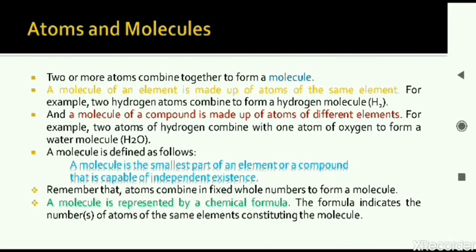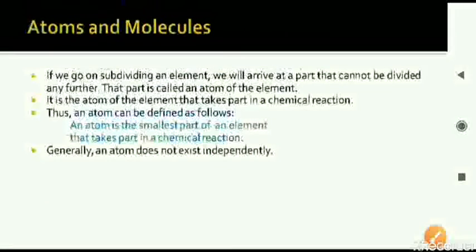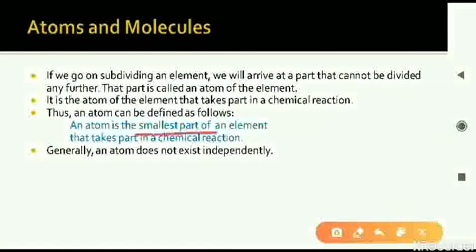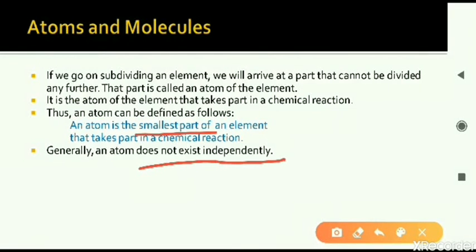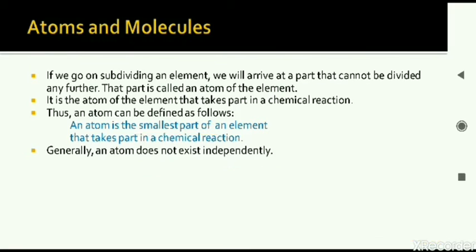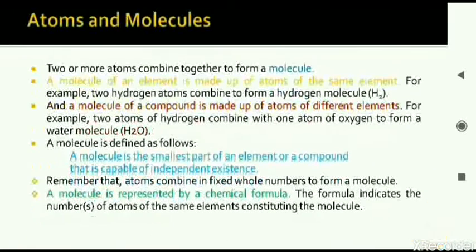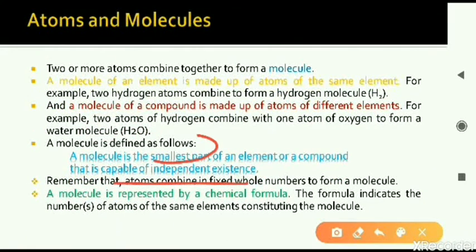The definition we will read now is about the molecule. What is a molecule actually? A molecule is the smallest part of an element or a compound that is capable of independent existence. Let us have a look at the definition of atom again. Here you see it is also the smallest part, but here they have written it does not exist independently. Atom cannot remain independent, but a molecule can. A molecule is that smallest part which can remain independent.